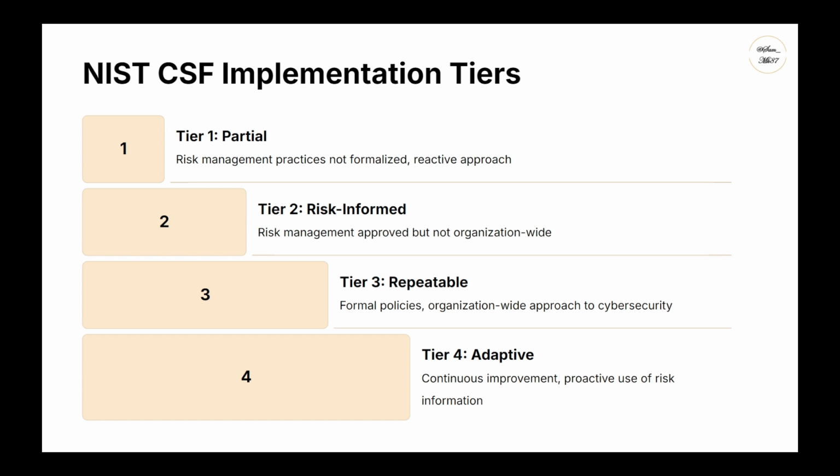Then we have the third tier, which is the repeatable, where the organization begins to operate with a formal organization-wide approach. Policies and procedures are in place, regularly updated, and consistently followed. Cybersecurity risk management is integrated into the overall business practices. And then in tier 4, which is the adaptive, which is the highest level, organizations not only have mature proactive cybersecurity programs, but they also use real-time threat intelligence and lessons learned to continuously improve their defense and adapt to evolving threats.